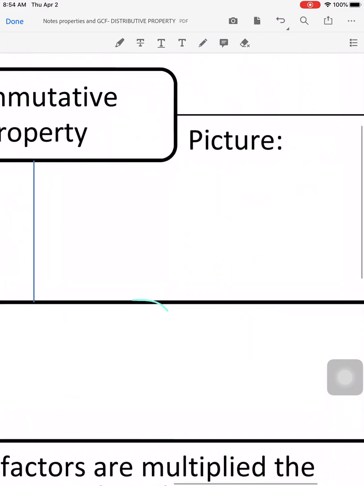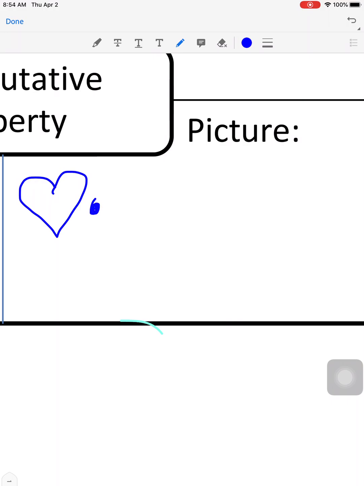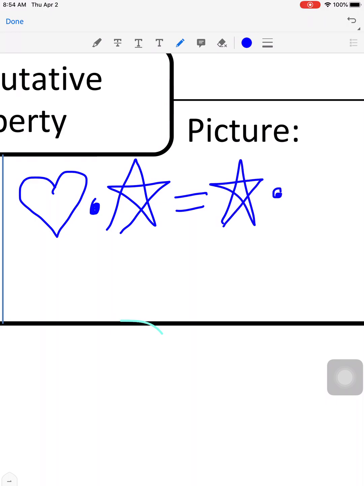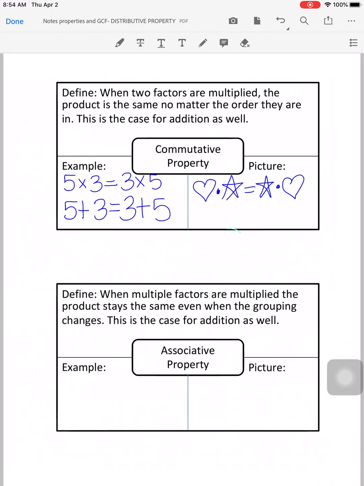Alright, and I'm just going to do a quick little illustration, and I'm just going to do it for multiplication. So if I do a heart times a star, it gives me the same thing as a star times a heart. Alright, and we know it works the same for addition.